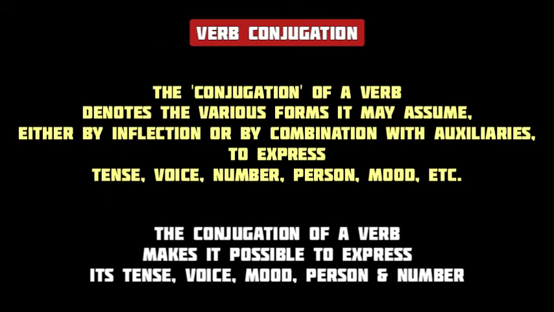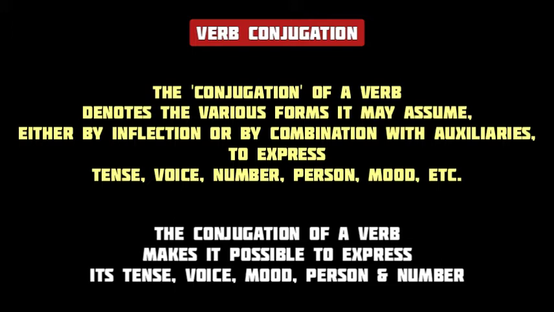Now let's understand the concept of conjugation clearly. You see, the conjugation of a verb is the process in which a verb may take various forms either by inflection, that is, by changing its basic form, or by combining with auxiliary verbs to express tense, voice, number, person, mood, etc. So we understand that verbs are conjugated to mark the tense, voice, number, person or mood, etc.